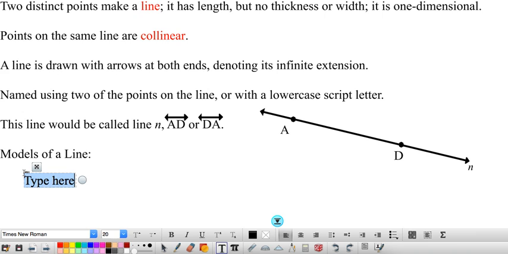Ways to model a line. We know that like a street would work, or a railroad tie would work, something like that. Anything that is straight and can go on forever and ever. I've heard lots of people say the edge of a desk would work. Those are models of a line. Okay, again, make sure you have this in your notes, and then move on to the next one with us.